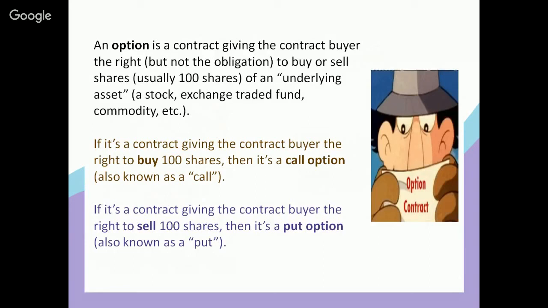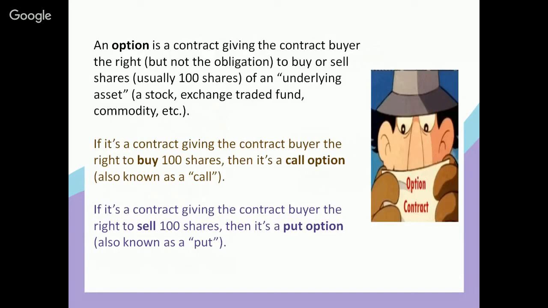Now, if it's a contract giving the contract buyer the right to buy 100 shares, then it's a call option, which is also known as a call. So throughout this video, I might call it a call option or a call option contract. They all mean the same thing. It's the right to buy 100 shares of a stock or ETF or commodity or whatever.